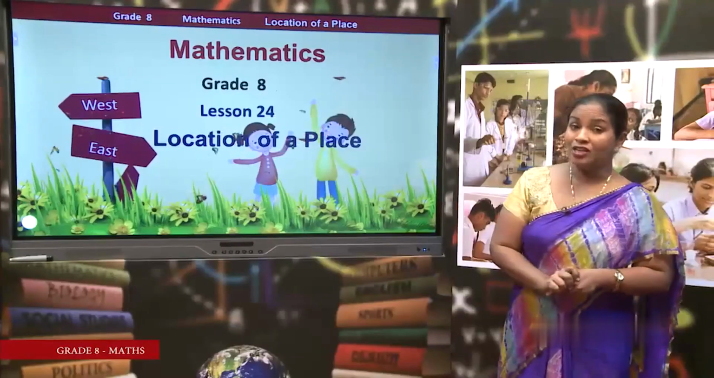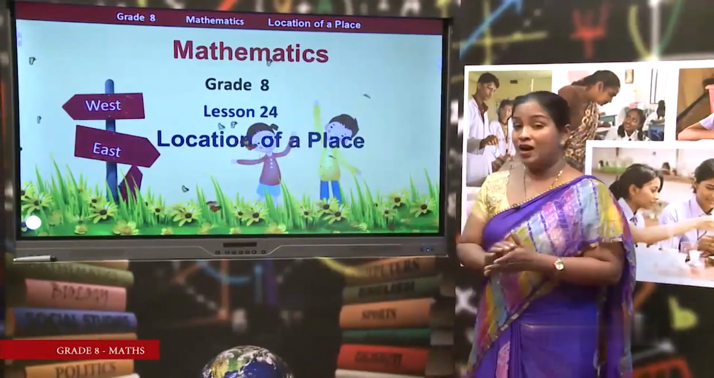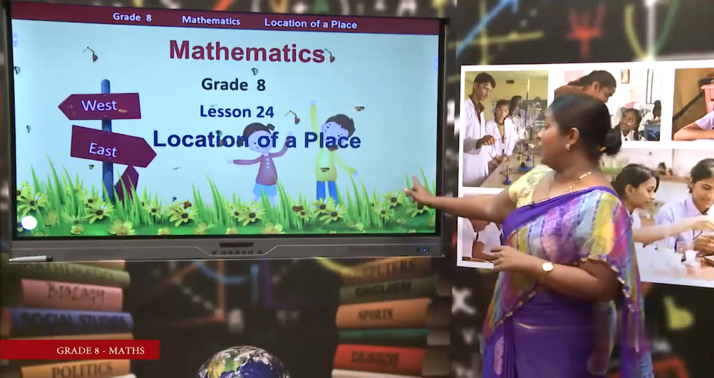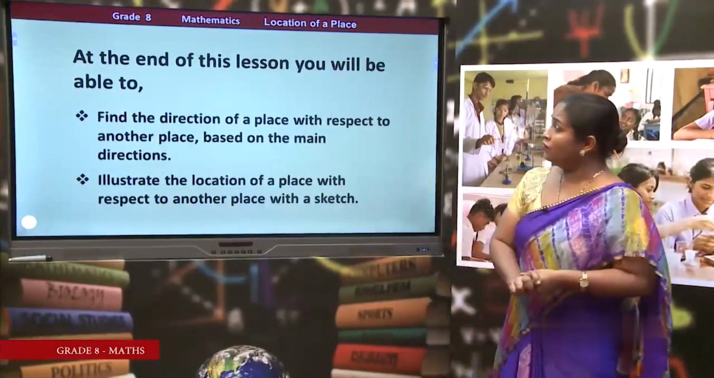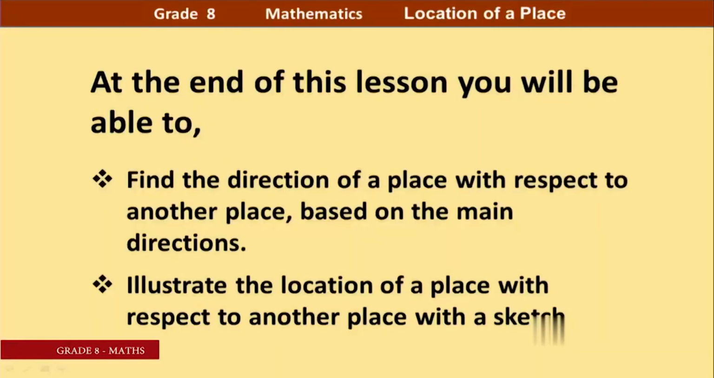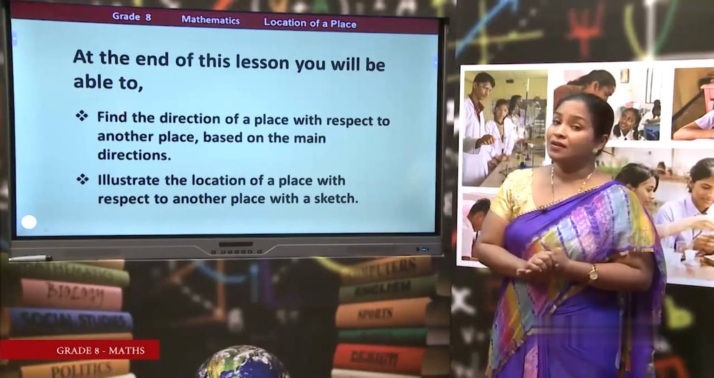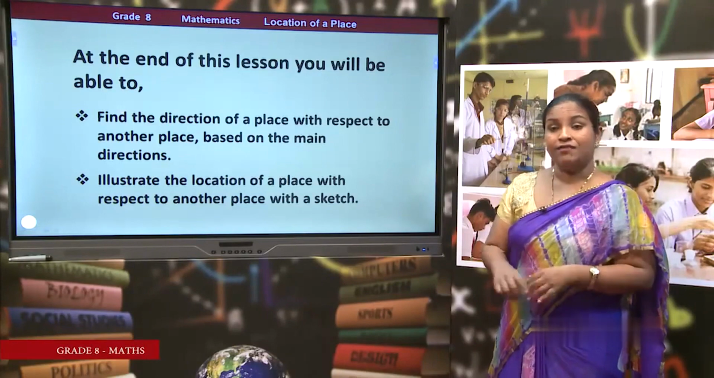We are going to see what we are going to learn through this lesson. What are they? At the end of this lesson, you will be able to find the direction of a place with respect to another place based on main directions, and you will be able to illustrate the location of a place with respect to another place with a sketch. So, we are going to do two things today. We are going to explain the location of a place and we are going to sketch it out.